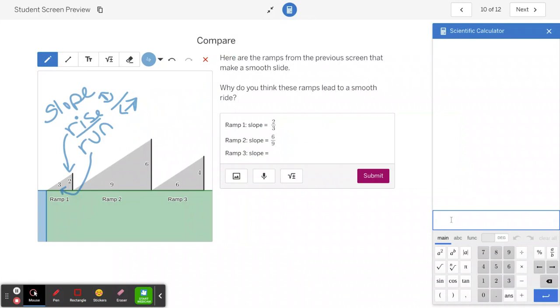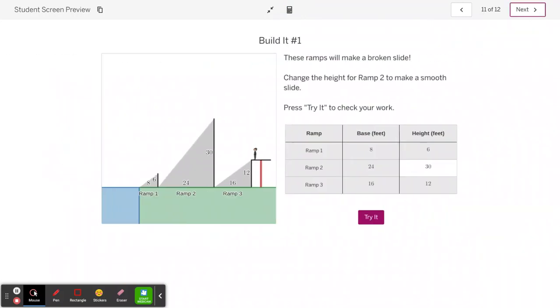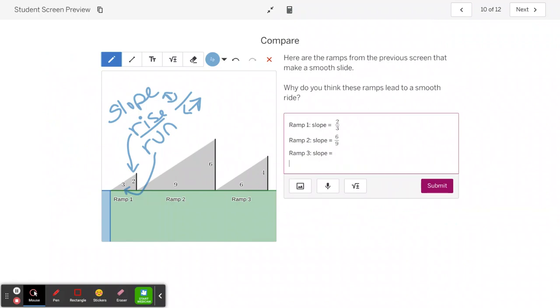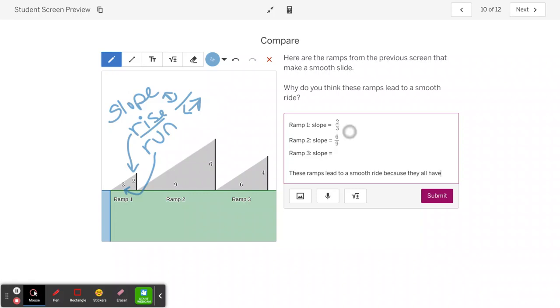Put all 3 of these slopes into your calculator and watch what happens. I'm not going to show you. I want you to do it yourself. Then go to slide. Oh, I should probably finish this one. You would say, these ramps lead to a smooth ride because they all have what in common? It'll have something to do with these numbers in your calculator.